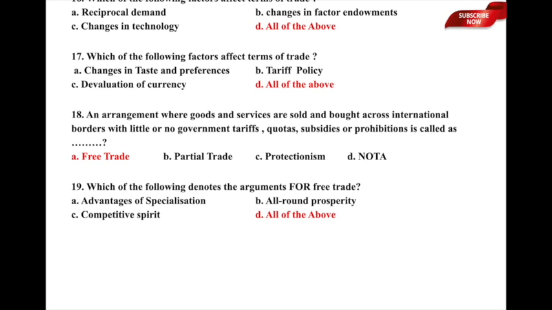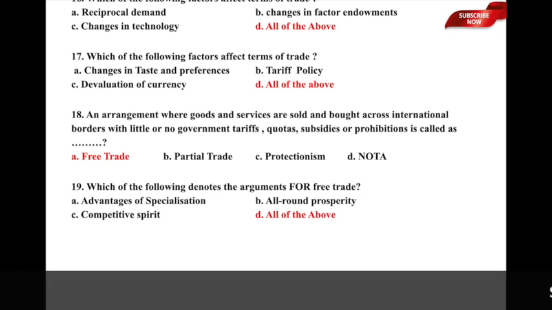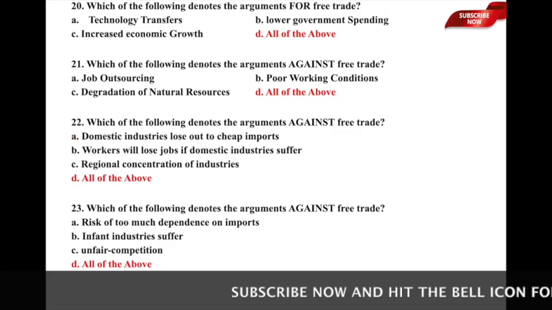So here, which of the following denotes the arguments for free trade? Rather, all of these are arguments for free trade. That means option D, all of the above, is the correct answer, which particularly means advantages of specialization, all-round prosperity, competitive spirit, all these are favoring the policy of free trade, and therefore option D, all of the above, is the correct answer. Let us now move to question number 20.